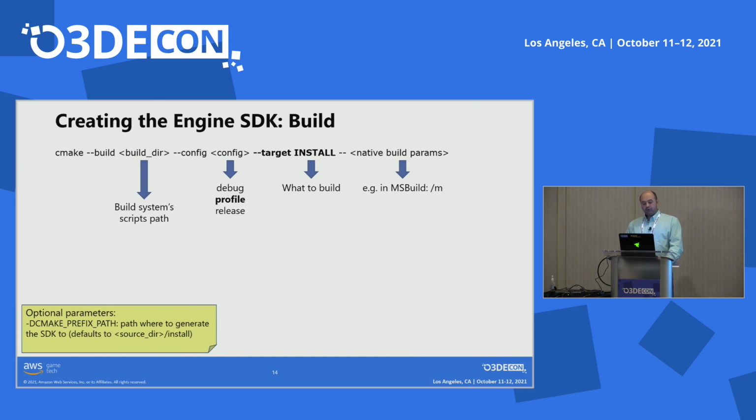And if you want to change where you're going to generate that SDK, you can define that with the CMake prefix path. So basically, this install process is going to generate a layout folder that is going to contain all the binaries and all the CMake scripts set in a way that if you go and include it, you're going to get those targets imported into your project.